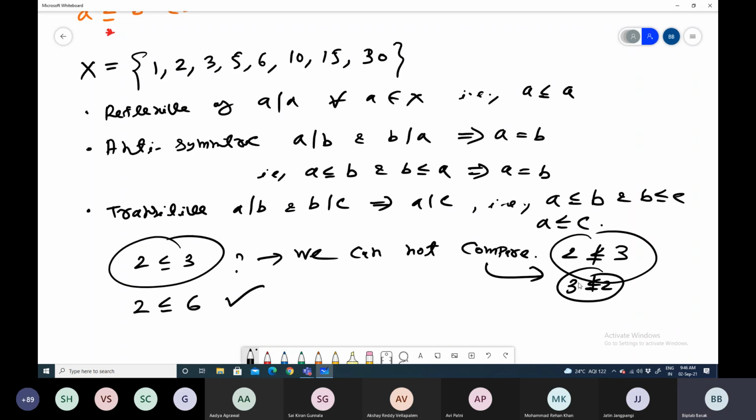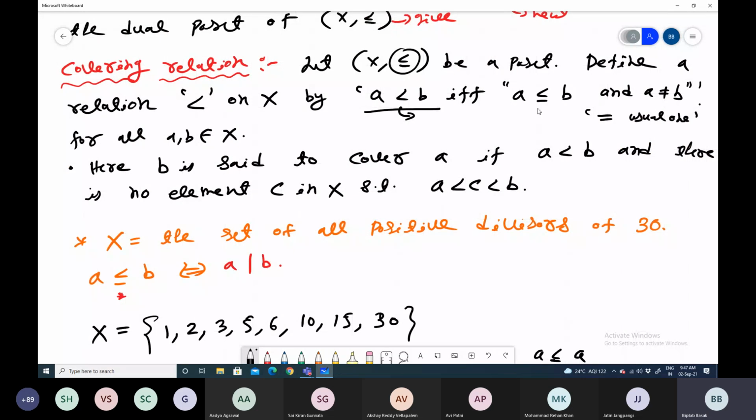But here 2 is related to 6, right? Because 2 divides 6. Also, since 2 is less than or equal to 6 and 2 is not equal to 6, we can say that 2 is strictly less than 6 as well. That was the definition: A is strictly less than B if and only if A is less than or equal to B and A is not equal to B.